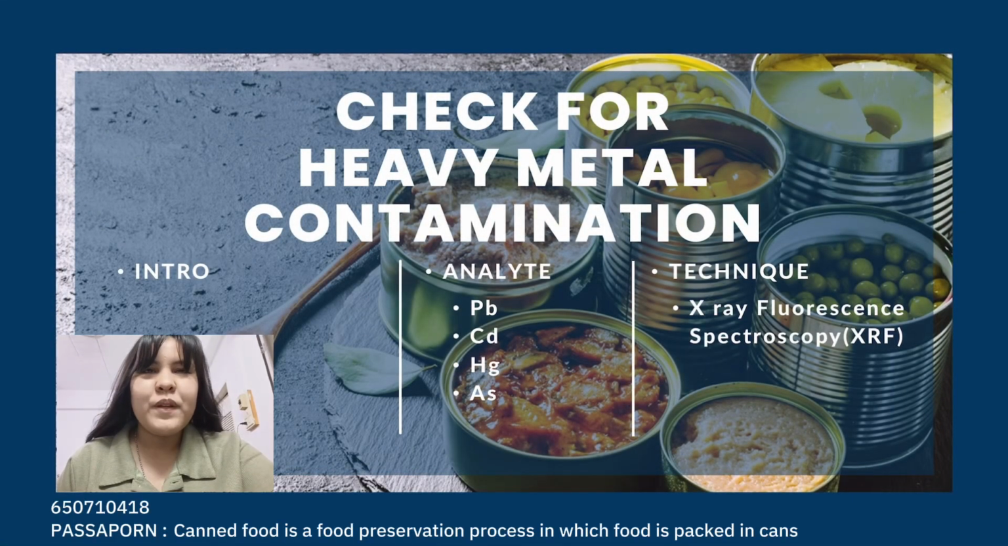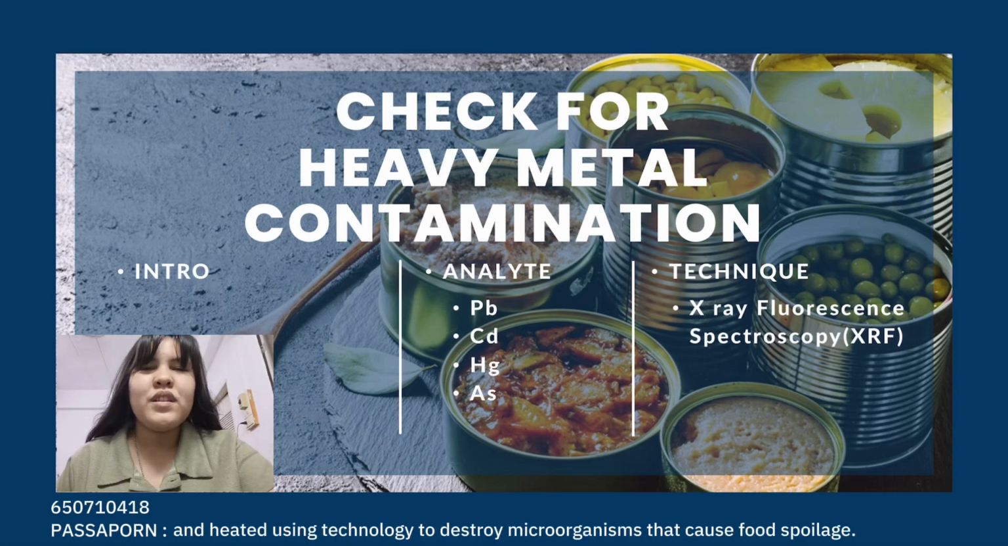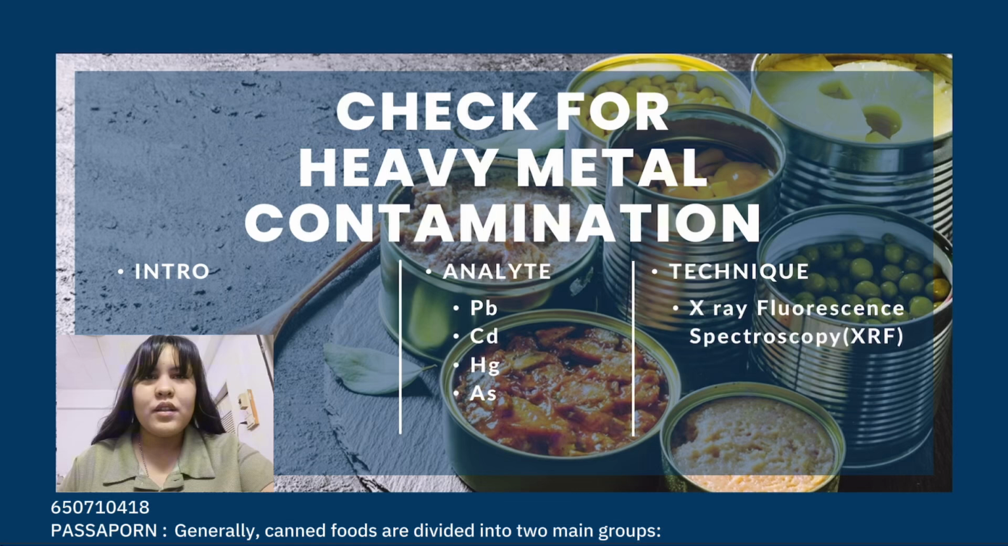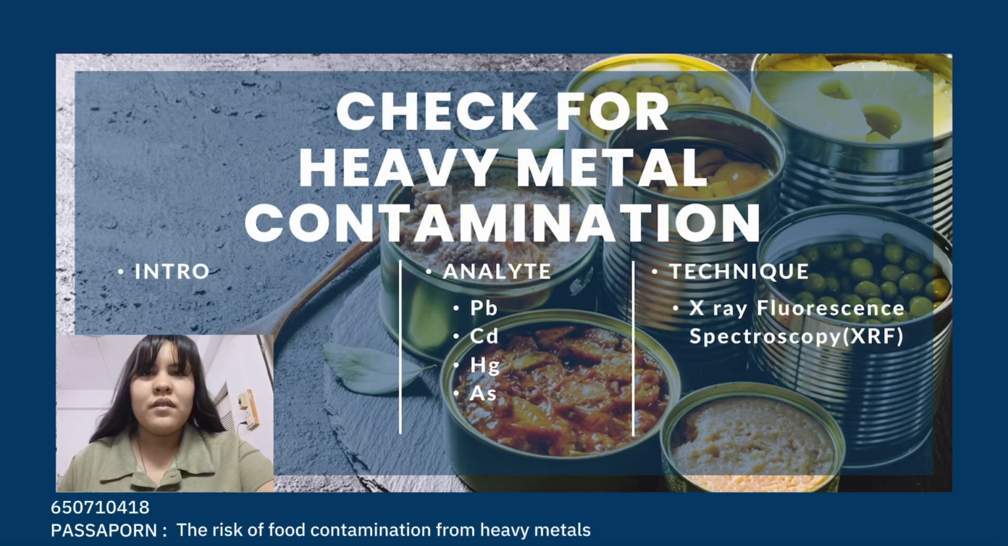Canned food is a food preparation process in which food is packed in cans and heated using technology to destroy microorganisms that cause food spoilage. This food product can be stored at room temperature for several years. Generally, canned foods are divided into two main groups: low-acid canned food or LACF, such as meat and vegetables, and high-acid canned food or HACF, such as fruit. The risk of food contamination from heavy metals.